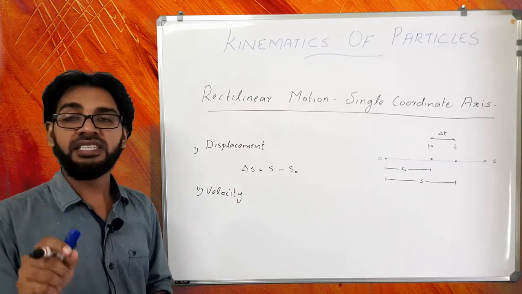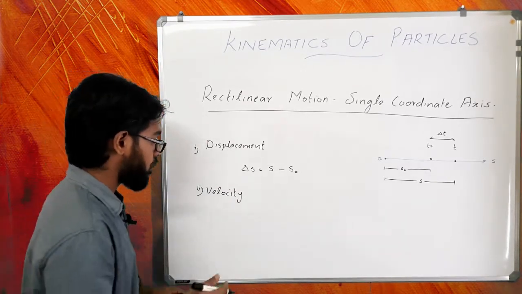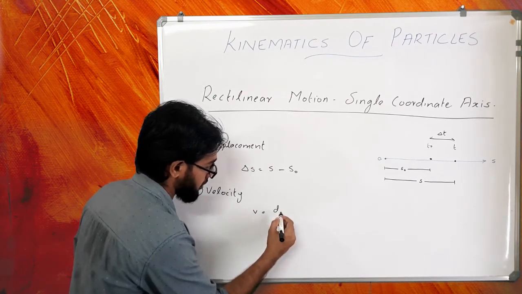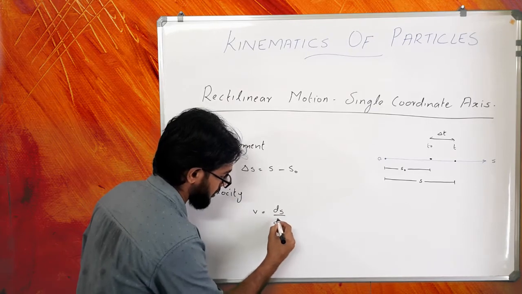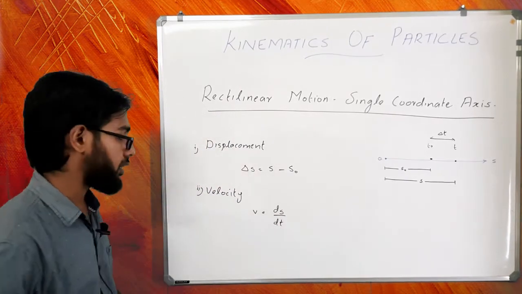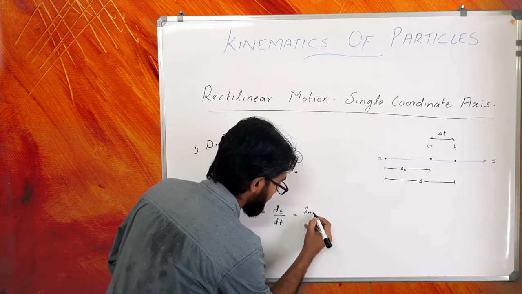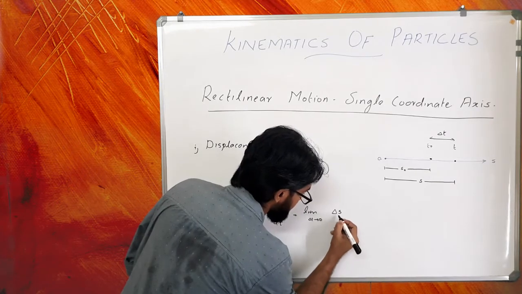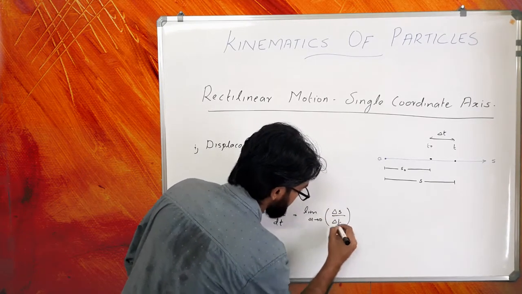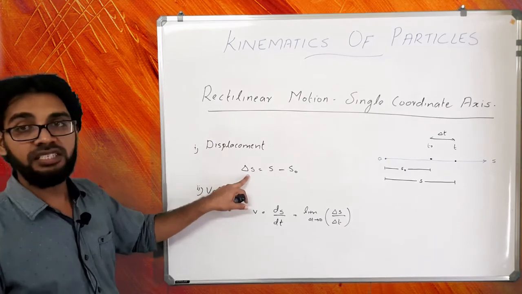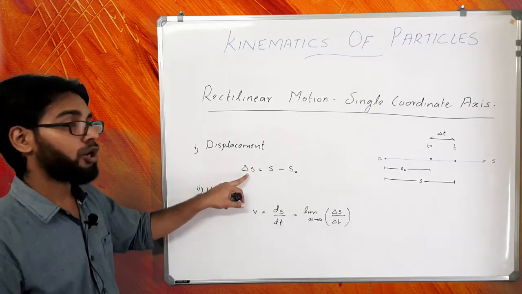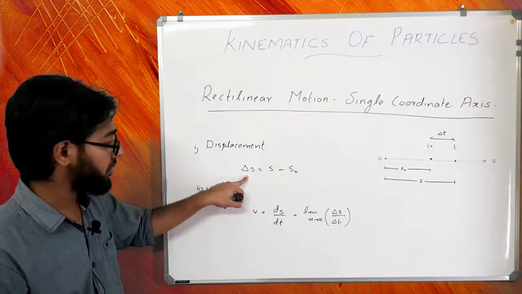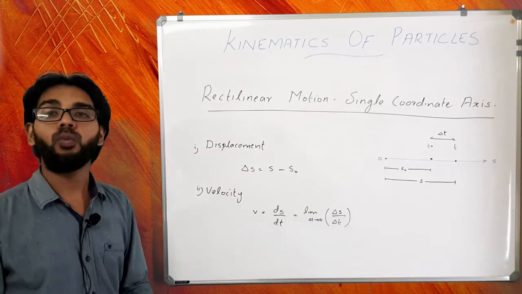Now comes velocity. Velocity, which is defined as the time rate of change of position, would be ds by dt, which is equal to limit delta t tends to 0 of delta s by delta t. Now, delta s is the displacement vector, and in this case we are not representing them as vectors, we are simply using scalars. Delta s is the displacement and v is the velocity.